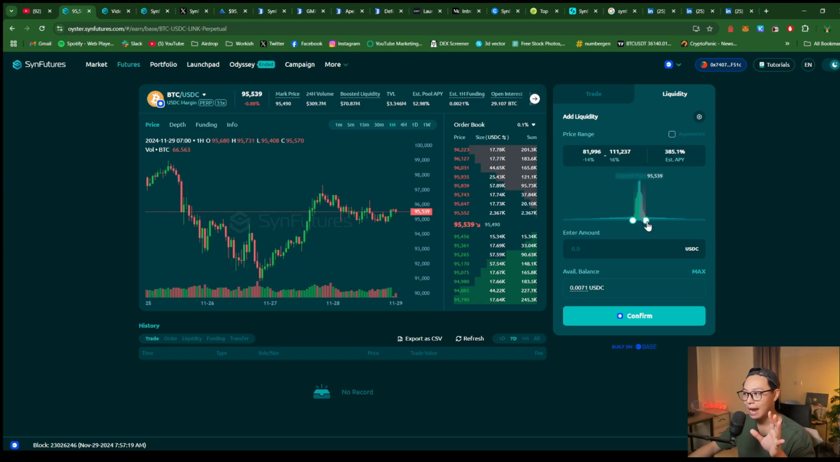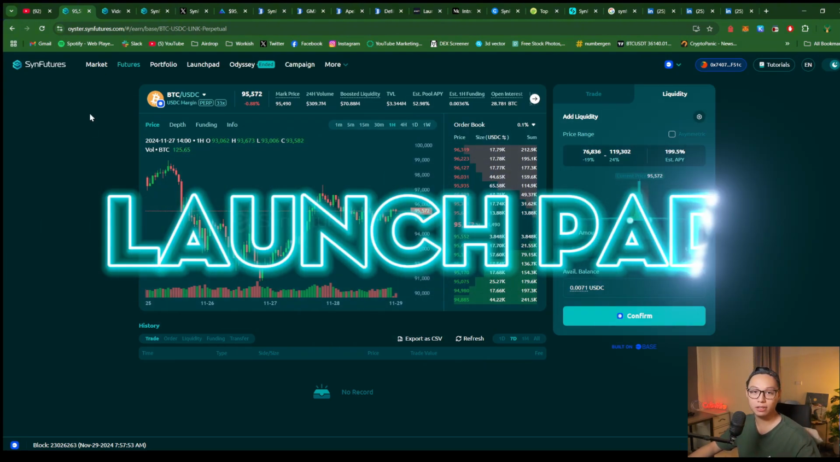As soon as it approaches your liquidation price, you have to remove it immediately. Okay, remove it immediately and get out, or your entire liquidity will be liquidated. Finally, it's the third feature, right, which is called the Launchpad.